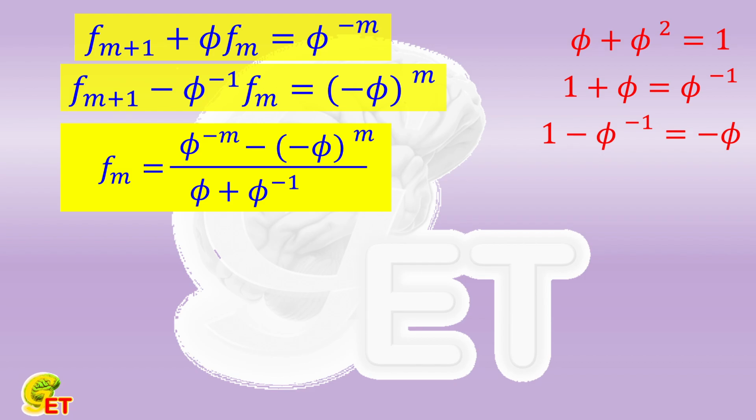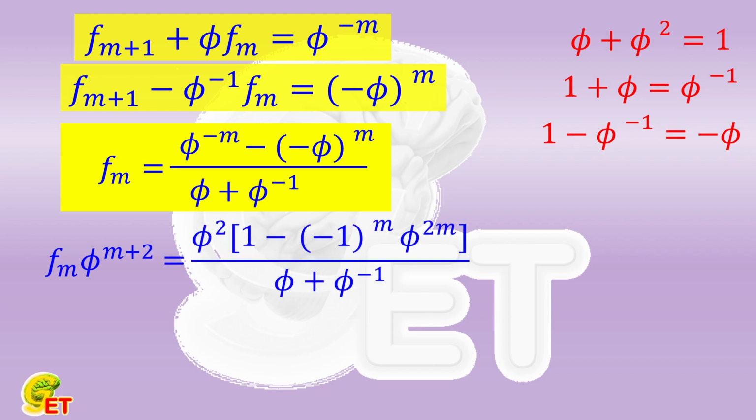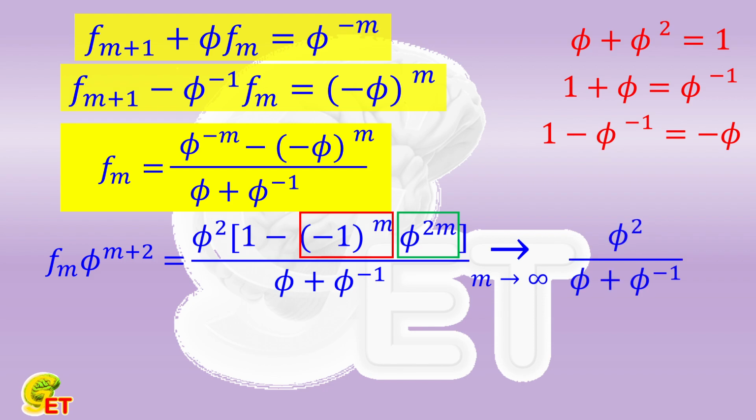As we have this formula, we can even revisit a variable, Fm times phi to the power of m plus 2, which we discussed last Friday, by bringing in the general formula for the Fibonacci sequence. Its dependence on m is fully reflected by minus 1 to the mth power and phi to the power of twice m. Since phi is between 0 and 1, phi to the power of twice m is close to 0 when m is large. Thus, when m approaches infinity, the value of this variable is close to the square of phi over phi plus 1 over phi.